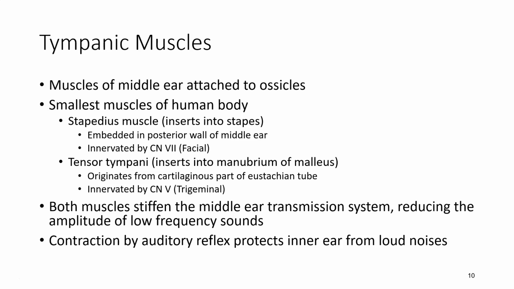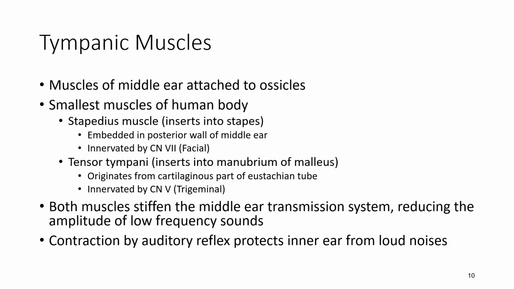And the tensor tympani, which inserts into the manubrium of the malleus, comes from the eustachian tube, which I'll mention in a second, connects the middle ear to the vocal tract and is used to equalize pressure for the air in the middle ear. It's innervated by the fifth cranial nerve.